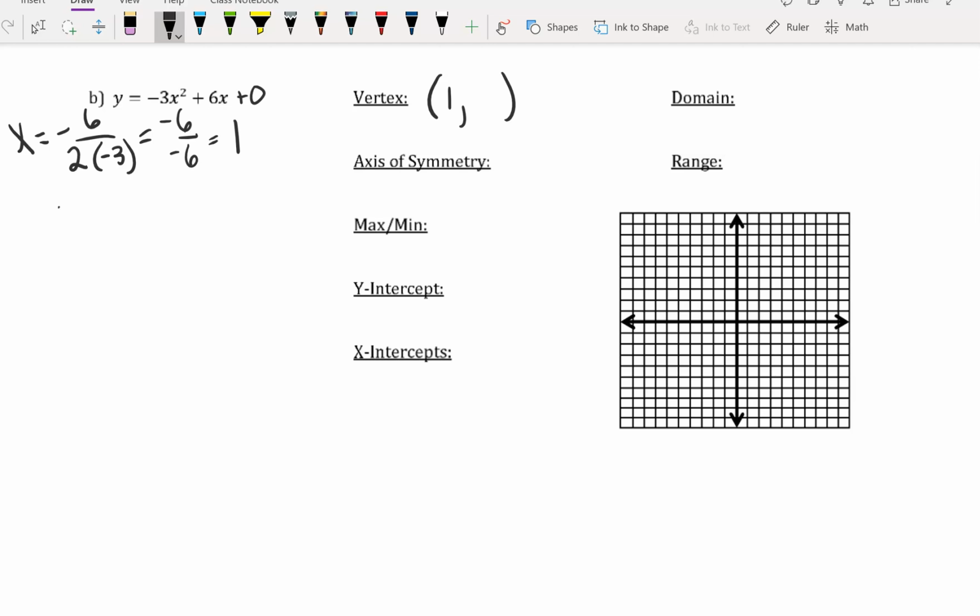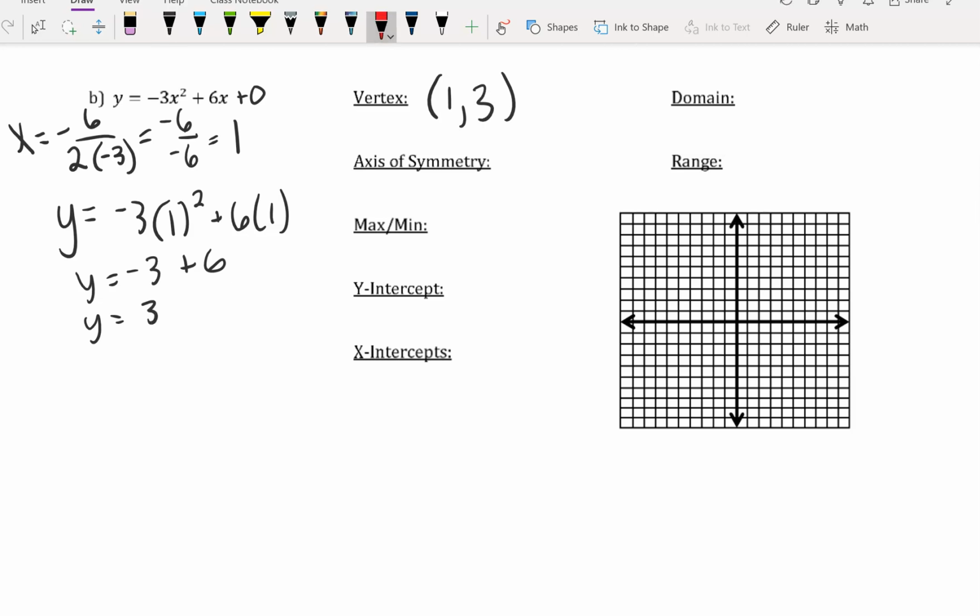And then we plug 1 into the equation to find the y value of the vertex. All right, we always square first. 1 squared is 1, times negative 3 is negative 3, plus 6. Negative 3 plus 6 is 3. So my vertex is 1, 3.